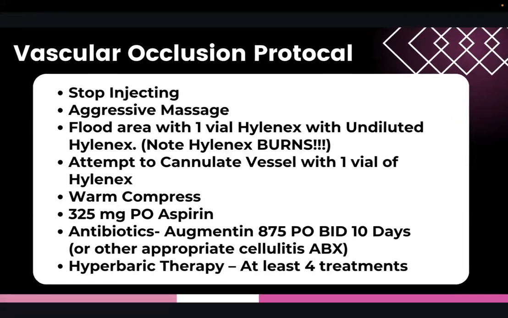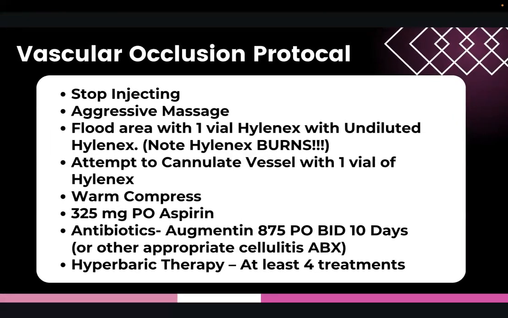All right, this is our vascular occlusion protocol. Step 1, you're going to stop injecting. Step 2 is aggressive massage. A lot of times whenever you think you have a VO, you might just be a little too close and have a small compression VO, and aggressive massage can move that filler around so you can restore blood flow. If you do not get good blood flow back after massaging, you're going to flood that entire area with 1 vial of Hylenex that is undiluted. You are then going to massage again, and wait about 5 to 10 minutes.